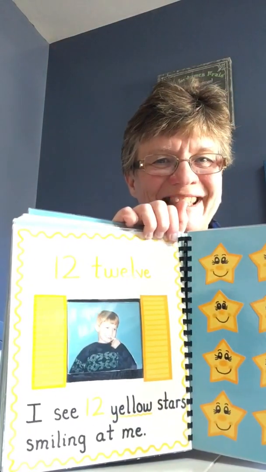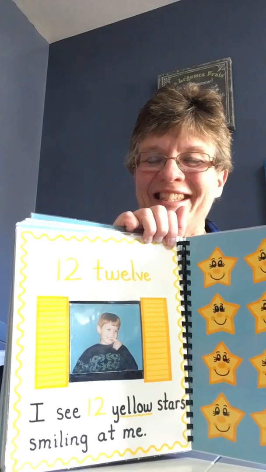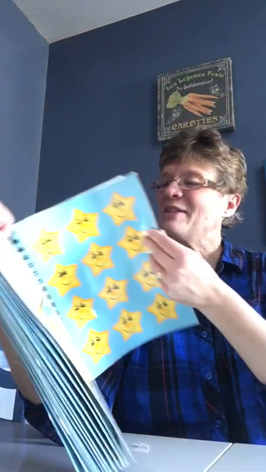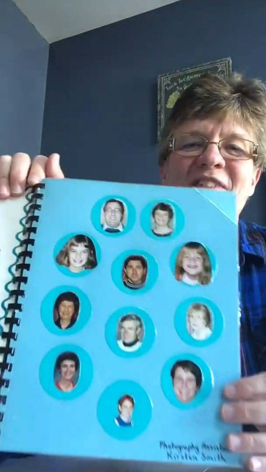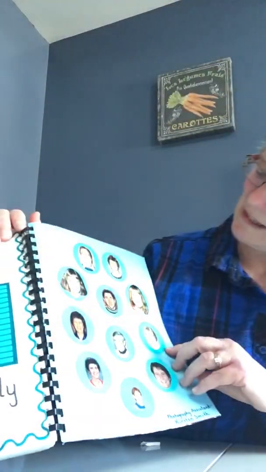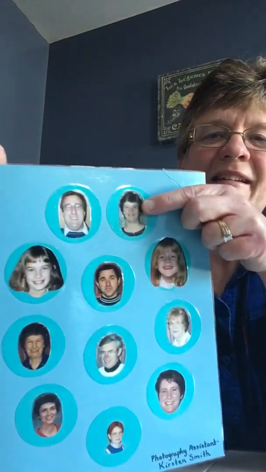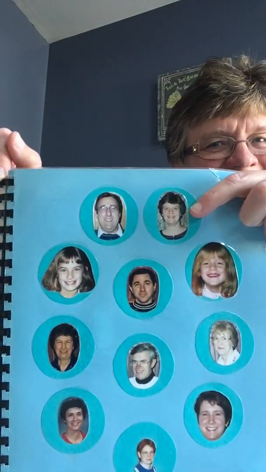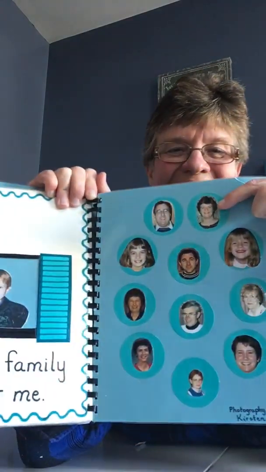My first grade teacher's sister worked so hard on this. It's like a keepsake. And then the last page says, I look out my window, and what do I see? I see my family smiling at me. And this is Kenton's family. And let's see, which one is me? Oh, that's me. That was what I looked like in 1997. I was young then.